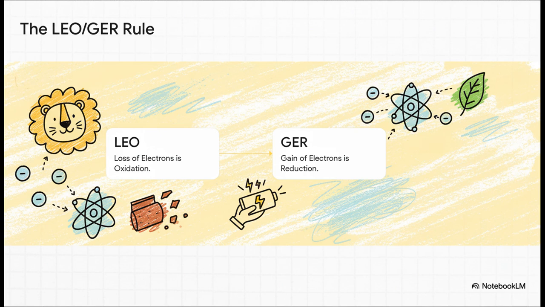And here's why it's so perfect. LEO stands for loss of electrons is oxidation. Simple. And GER, that stands for gain of electrons is reduction. It's all right there, easy, memorable, and it tells you everything you need to know.